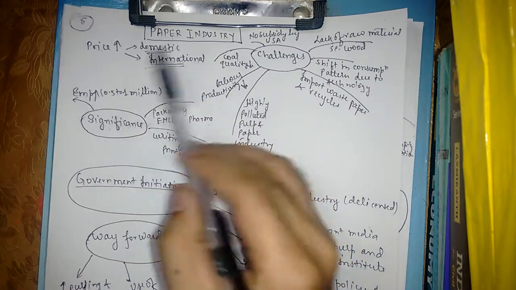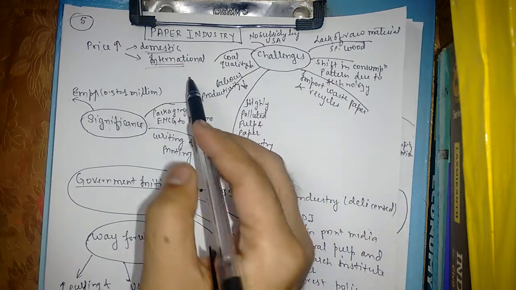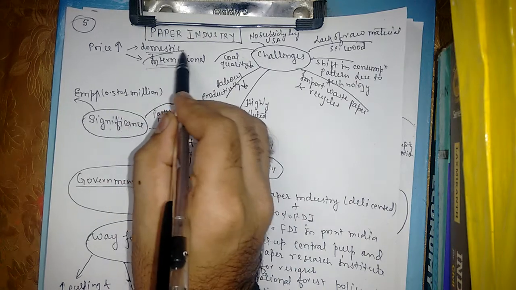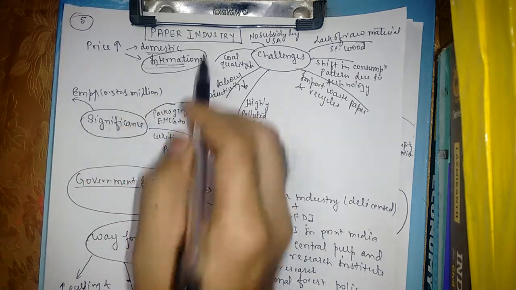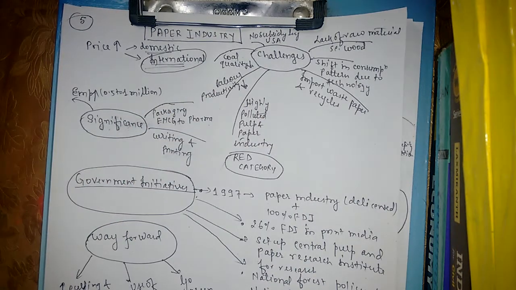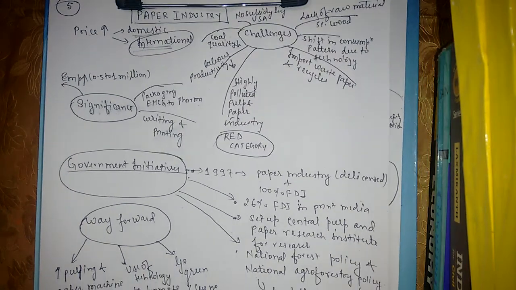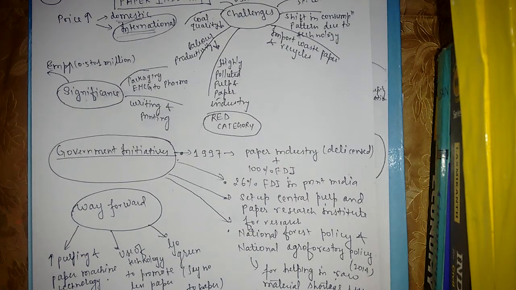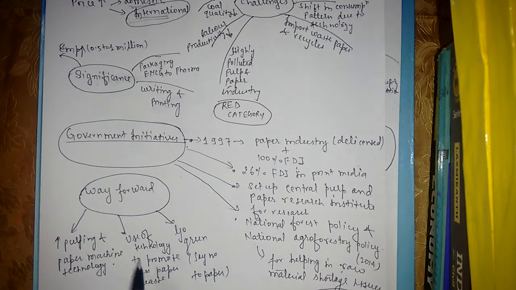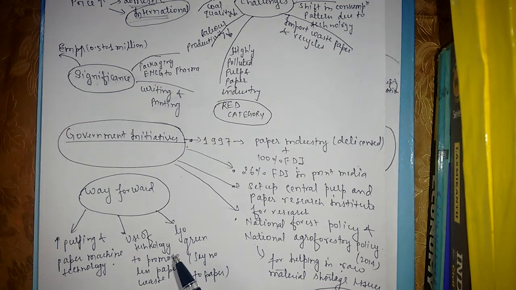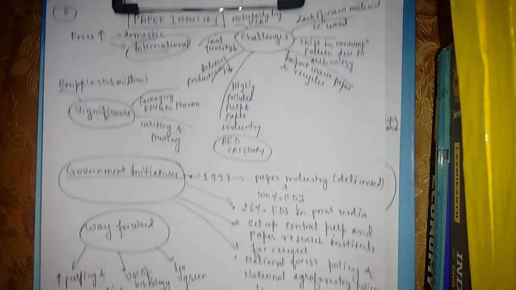Why did the price increase? Definitely we are depending more on the international market, right? Why are we more dependent on the international market? Because it creates lots of pollution. So let's go one by one, right?